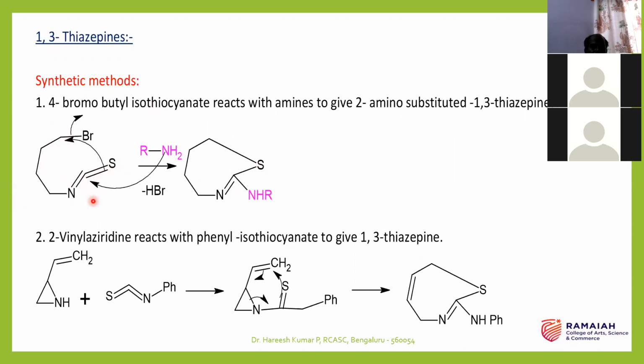So 4-bromo butyl isothiocyanate, when it is treated with amine, you know that the nucleophile attacks this carbon. Why does it attack this carbon? Because this carbon is electron deficient. Why is it electron deficient? Because it is attached to an electron withdrawing, electronegative group. So when the nucleophile attacks here, this bond pair attacks this carbon and the bromide will go out. HBr is going out, and the formed product is called 1,3-thiazepine.